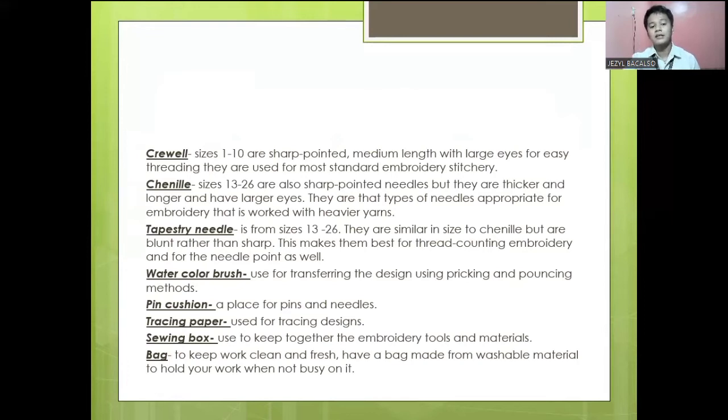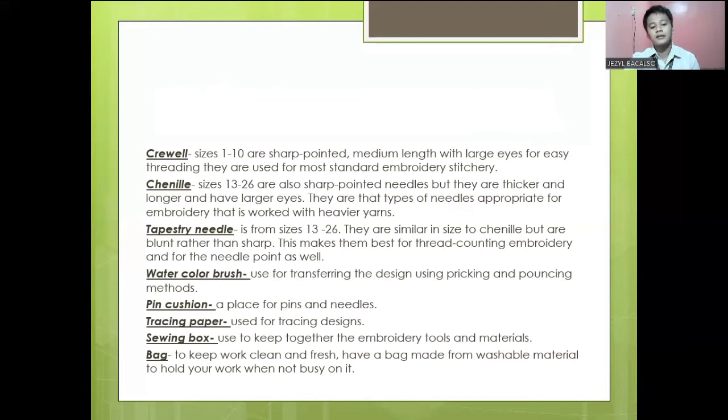Then the next one is chenille, size 13 to 26. They are also sharp pointed needles, but they are thicker and longer and have a large eye. Then the next one is the tapestry needle. It's from size 13 to 26. They are smaller in size than chenille, but are blunt rather than sharp.